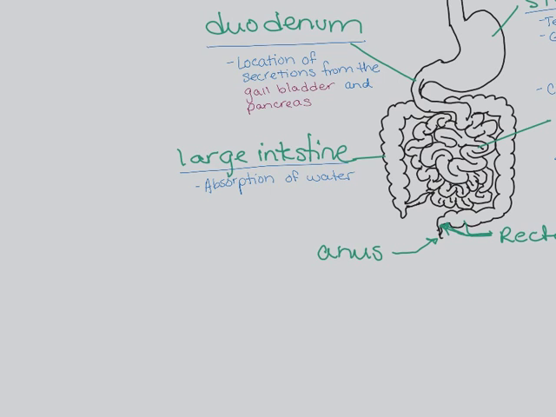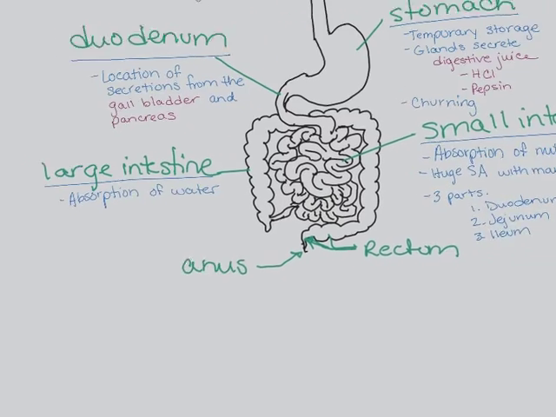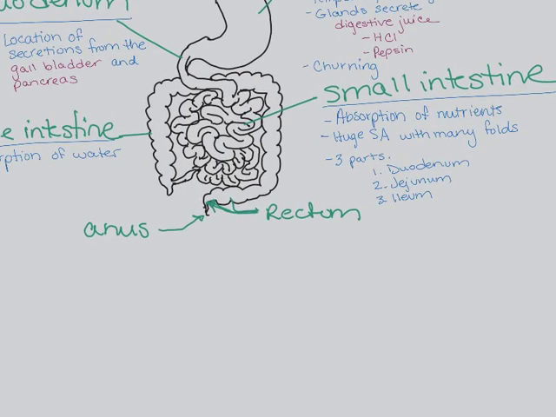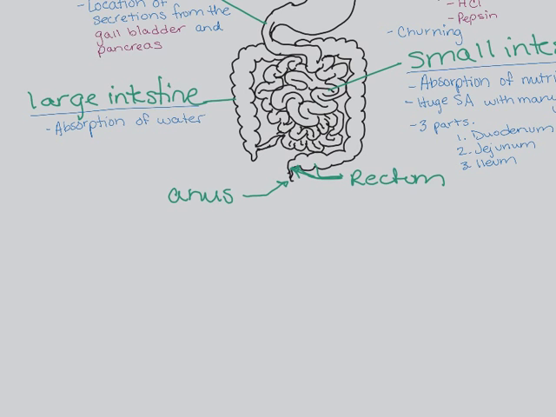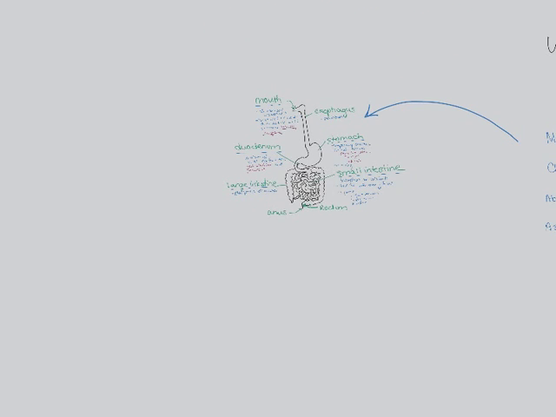Most of the large intestine's job is reabsorbing water. Up until this point, we've had a very soupy, liquidy consistency, and so being able to absorb most of that water is going to allow you to have a semi-solid feces, which then is stored in the rectum before being excreted through the anus. So there you go.